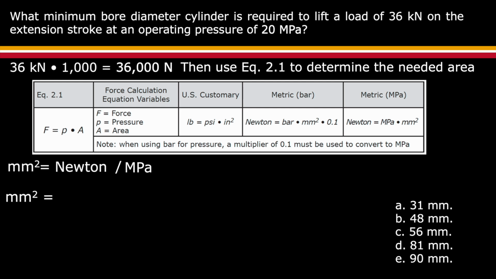Since the force of 36 kilonewtons or 36,000 newtons is provided in the question, divide 36,000 by the pressure of 20 megapascals, which is also provided in the question, and that will equal 1,800 square millimeters.